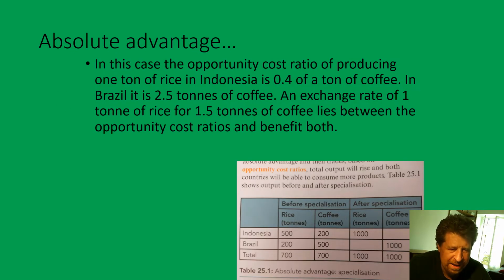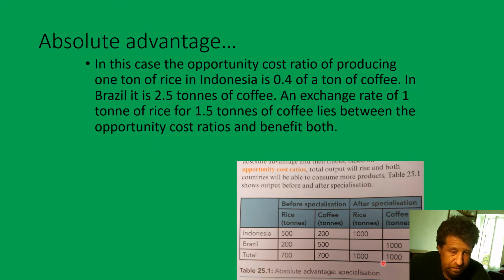Now let's say that Indonesia and Brazil specialize in their absolute advantage products. So instead of 500 tons of rice, Indonesia puts all its resources, so double the resources, into rice, and it produces 1,000 tons. And Brazil produces 1,000 tons of coffee. Here we can see the totals have gone up. The total production before was rice 700, coffee 700. Now it's 1,000 and 1,000.